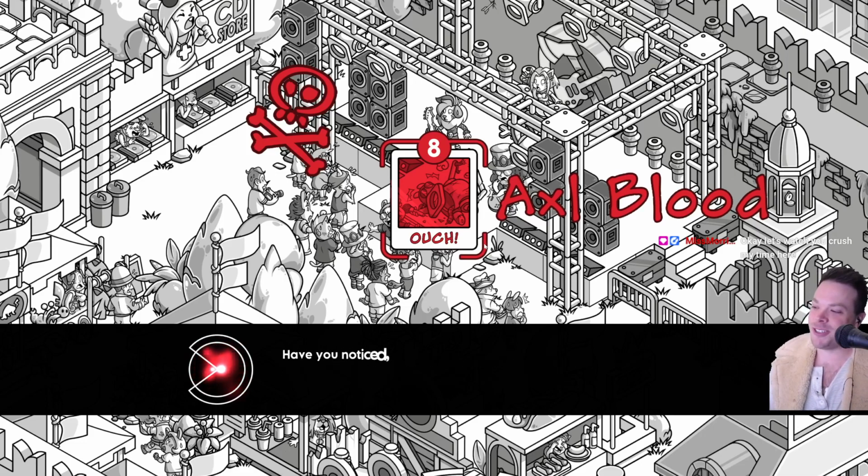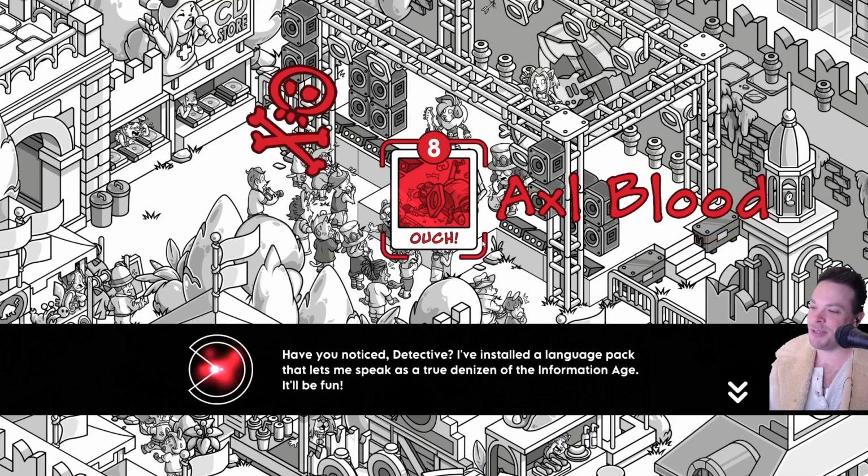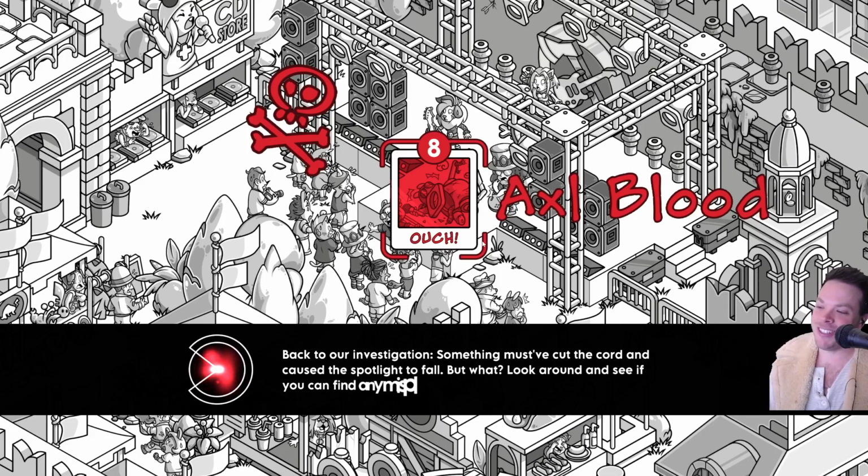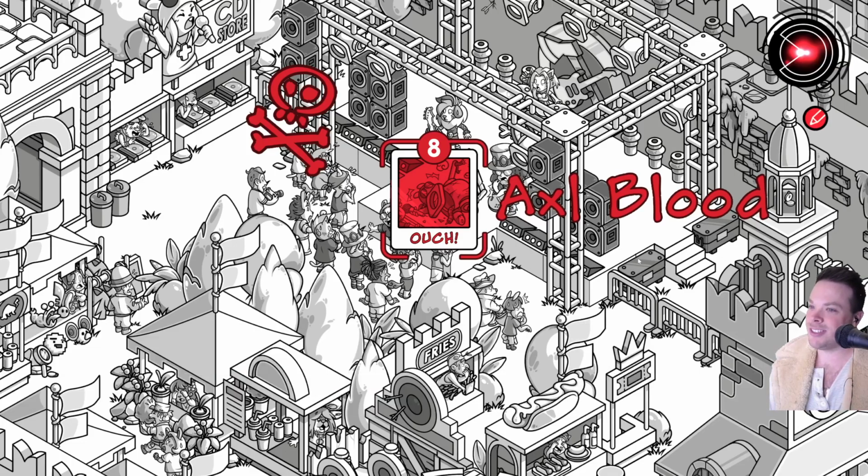Let's get to work saving Axel. Have you noticed I've installed a language package that lets me speak like a true denizen of the information age? It's rad. Back to our investigation. Something must have cut the cord and caused the spotlight to fall. But what could have done that? Look around and see if you can find any misplaced sharp objects.